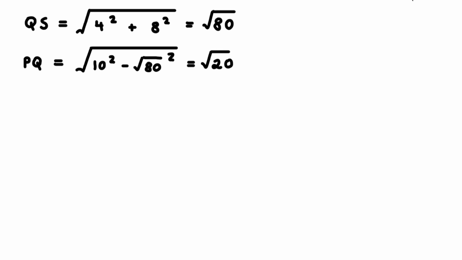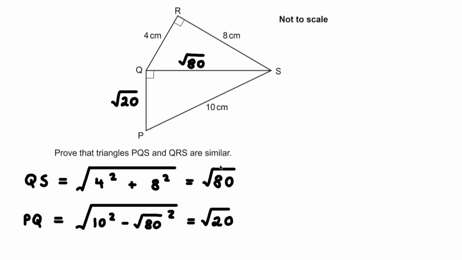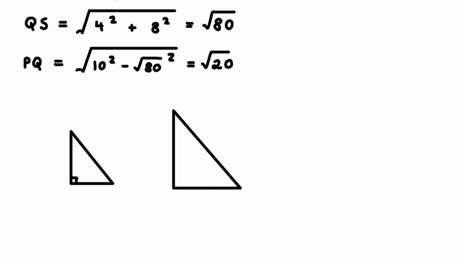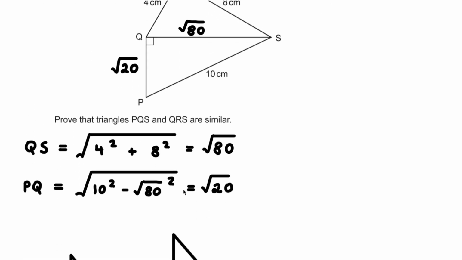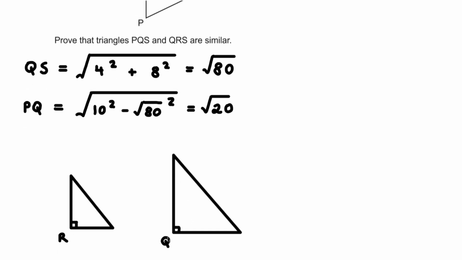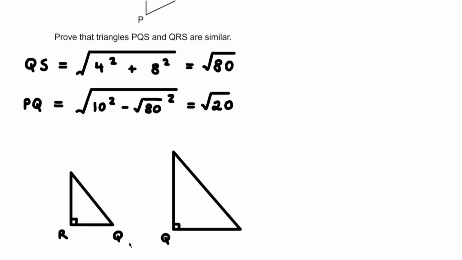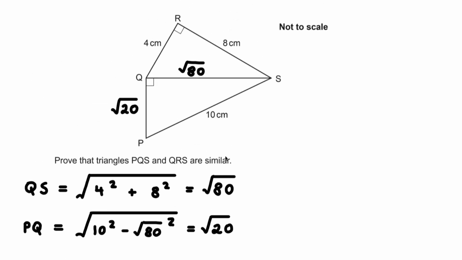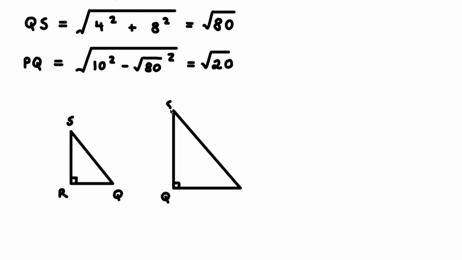So let's draw out two triangles. So we've got two triangles here, and we've got our right angle here. So I've got R in Q. I've got Q over here. And I've got S here. And then I've got S over here. And then I've got P over here.